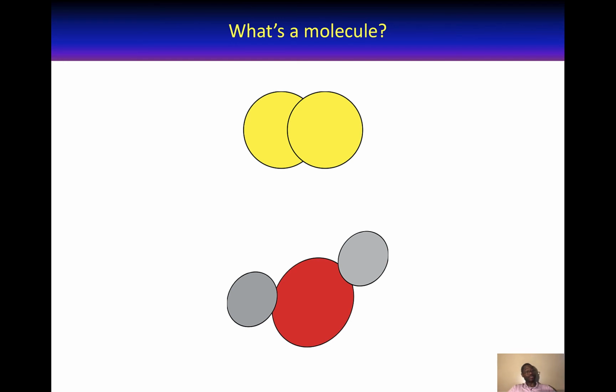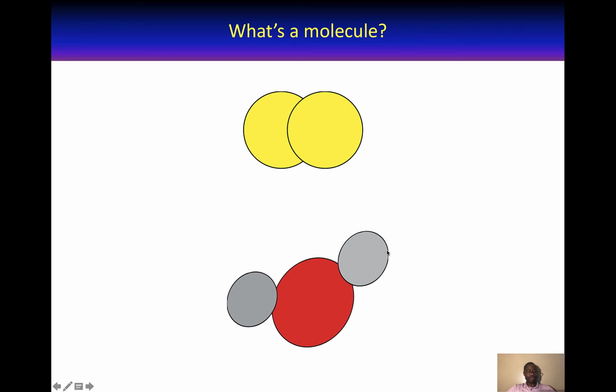And what is a molecule? A molecule is when 2 or more atoms are bonded. The atoms don't necessarily have to be different. So here, this is a molecule. You have 2 atoms of the same type bonding. That's a molecule. This is also a molecule.